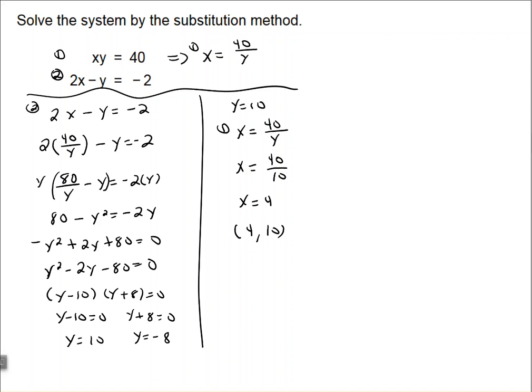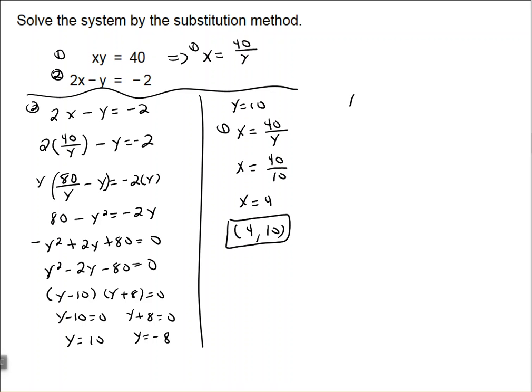And again, since I used equation 1 to find that value, then if I were you, I would take those values and plug them back into equation 2. 2 times 4 is 8, minus 10 equals negative 2. It checks out. So this is a solution.